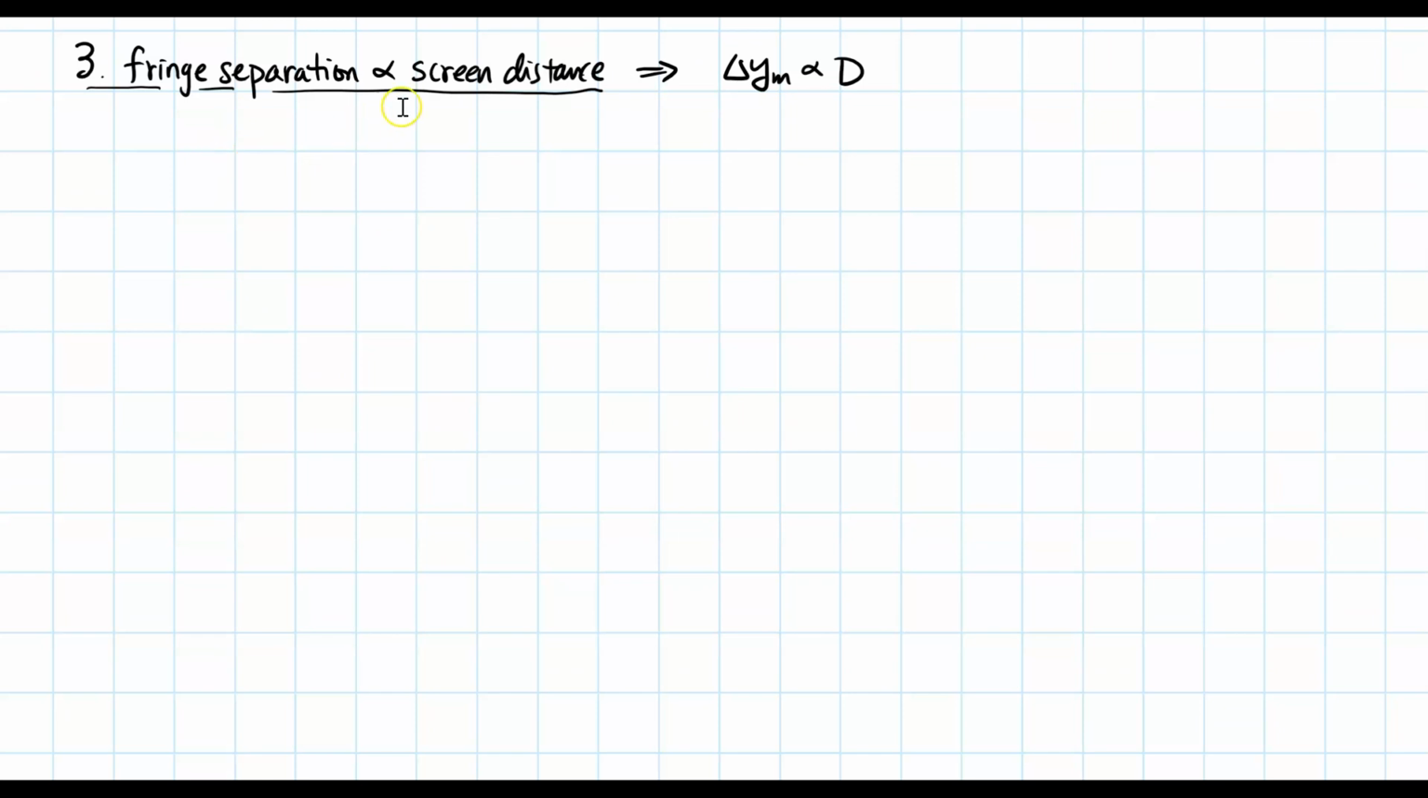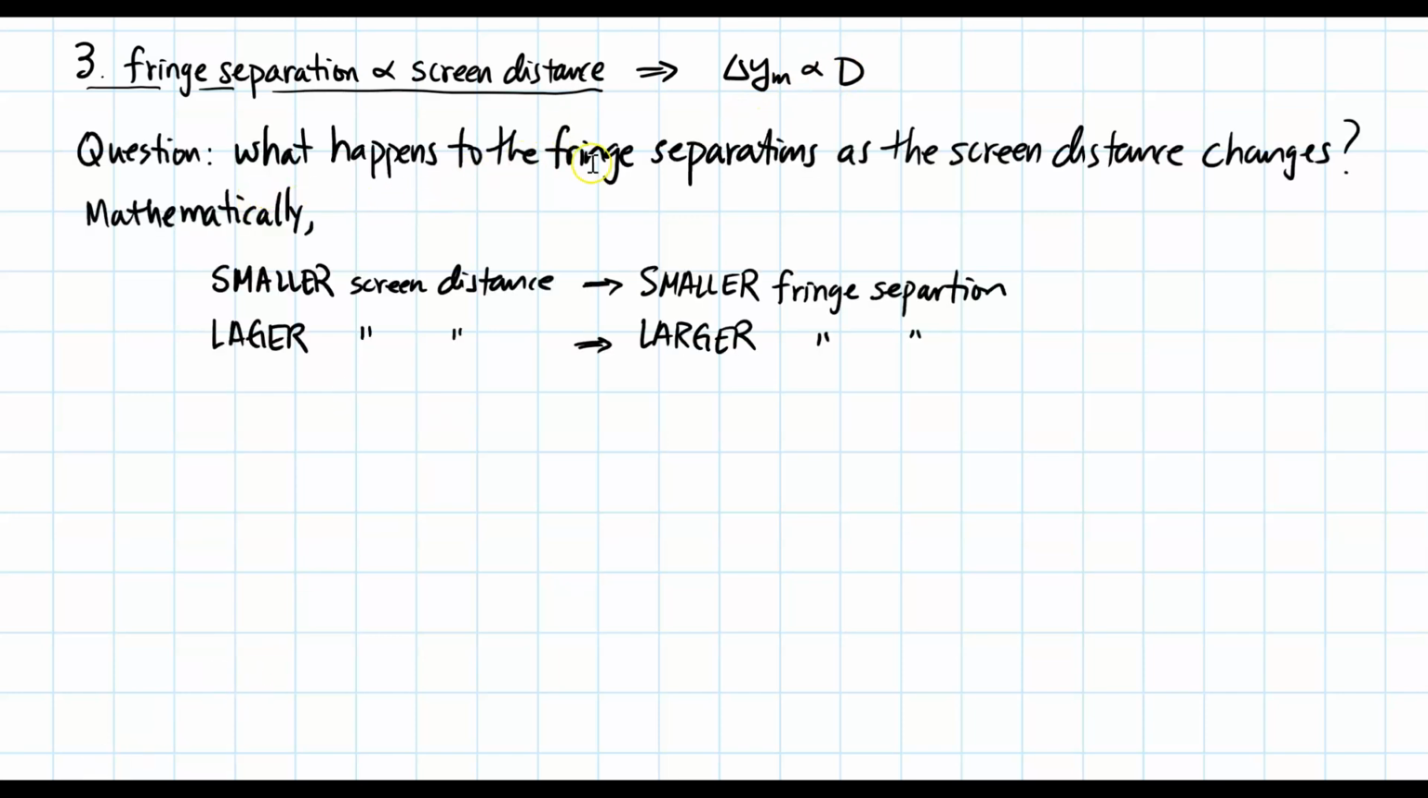The last of the variables is the screen distance. The fringe separation is directly proportional to the screen distance. In other words, delta y sub m is proportional to big D. Question: what happens to the fringe separations as the screen distance changes?